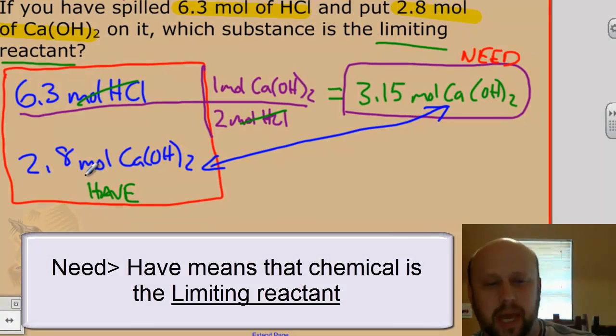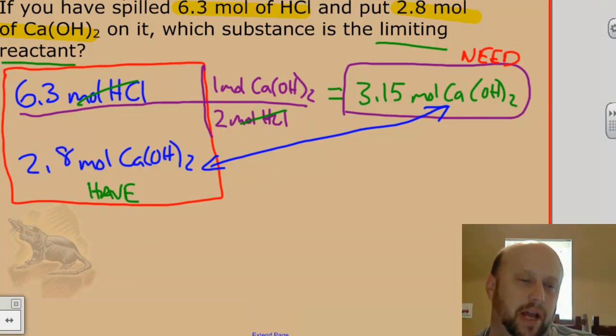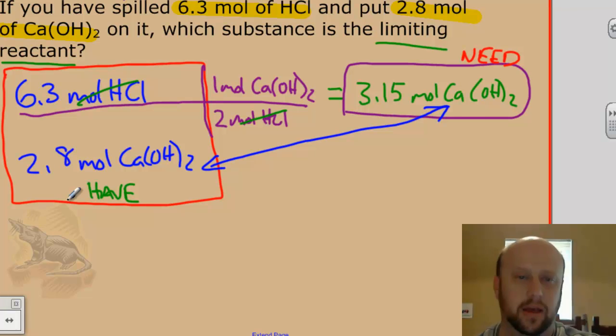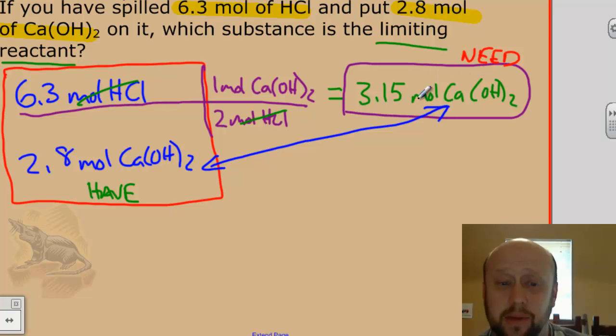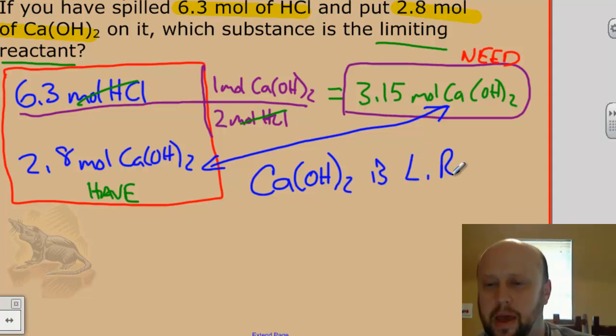Just like if I wanted to make a bunch of bicycles, like 40 bicycles, I would have found out in that last problem that I was running out of wheels, okay? I need more wheels than I have. And so what this is in this case is I need more calcium hydroxide than I have. If need is greater than have, then that thing is the limiting reactant. So what that means in this case is that CaOH2 is LR, and LR is the limiting reactant.